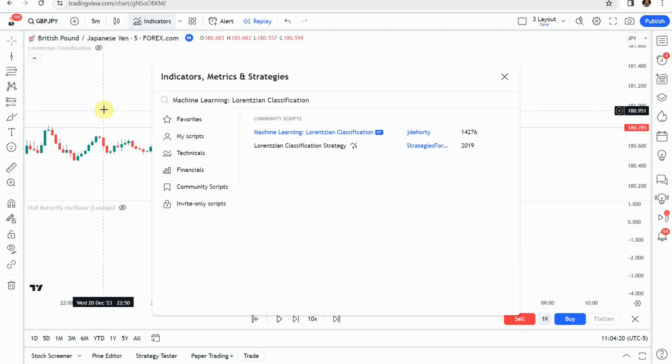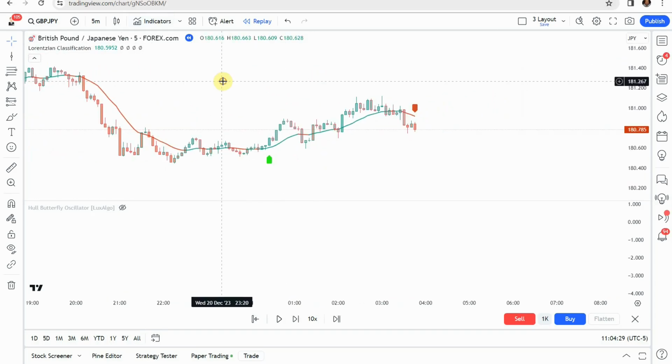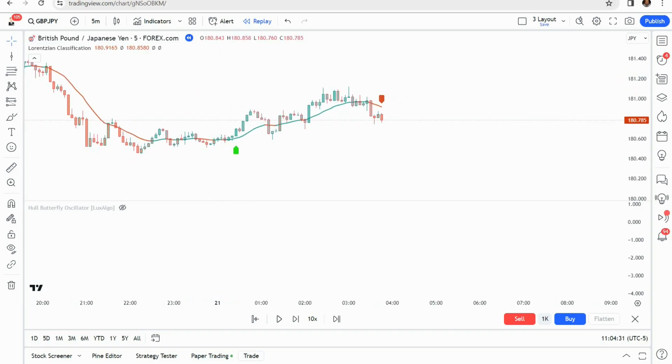And the first indicator you'll want to add to the screen is going to be the machine learning Lorentzian classification indicator, this one right here. You'll add that to the screen and it will look like this right here. We don't need to change any of the settings on that, and so you will keep everything on the default.